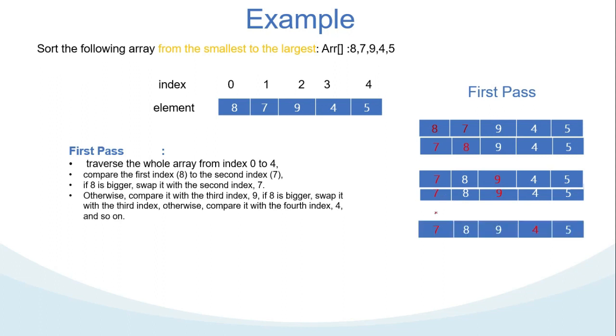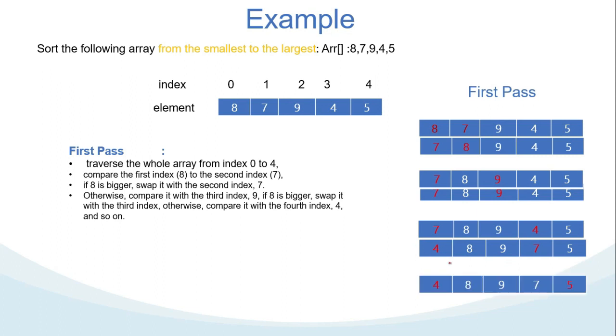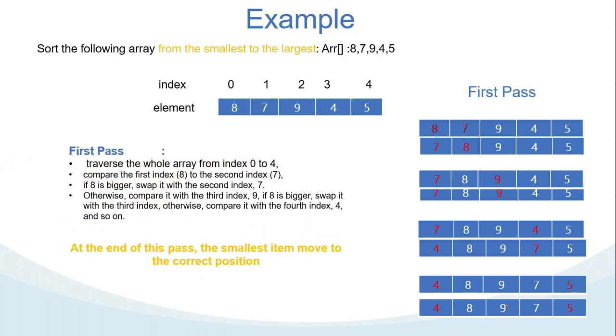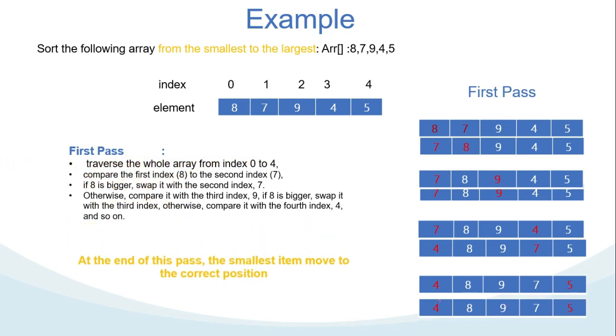And then again, we will compare the first index to the fourth index. The same concept applied here, and here is the result. And then again, we compare the first index to the last index, and here is the result. At the end of this pass, the smallest item moves to the correct position. We need multiple passes to fully sort this array.